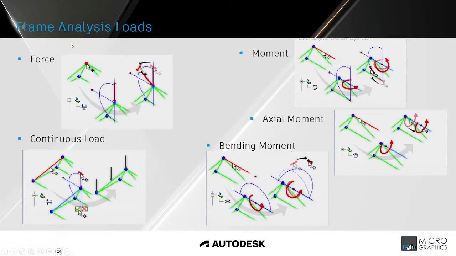Just important when you choose your loads, take note of the different directions that you do get. So with your force, as you can see, look at the arrows. It's going clockwise or anti-clockwise, or it goes down, where your bending moment and your axial moment rotate around the axis. So you do get your different types of frame analysis loads. That's also something that's quite interesting about Inventor.